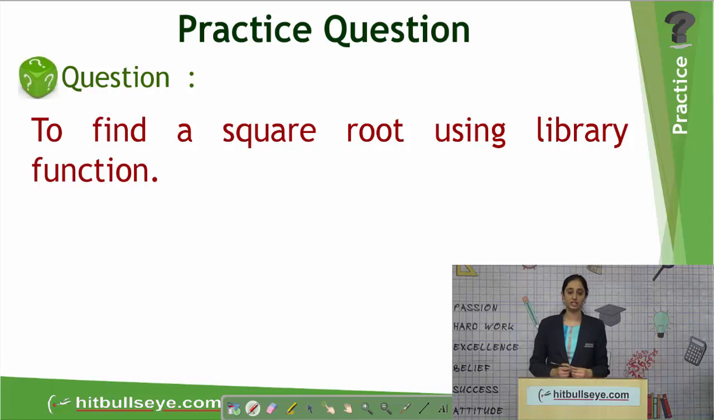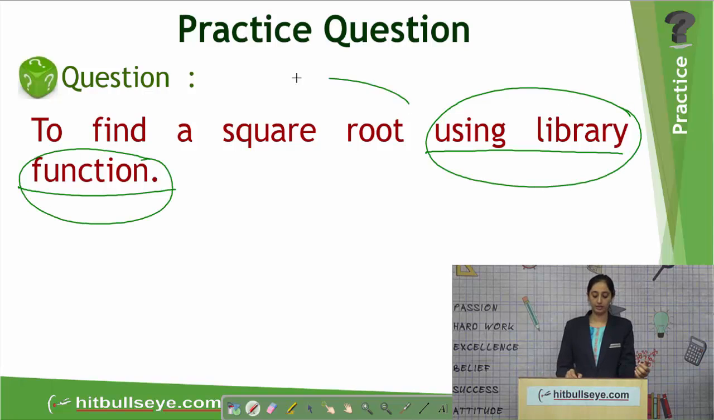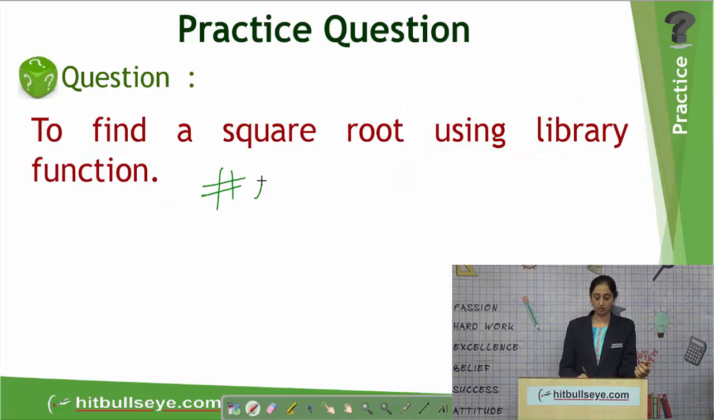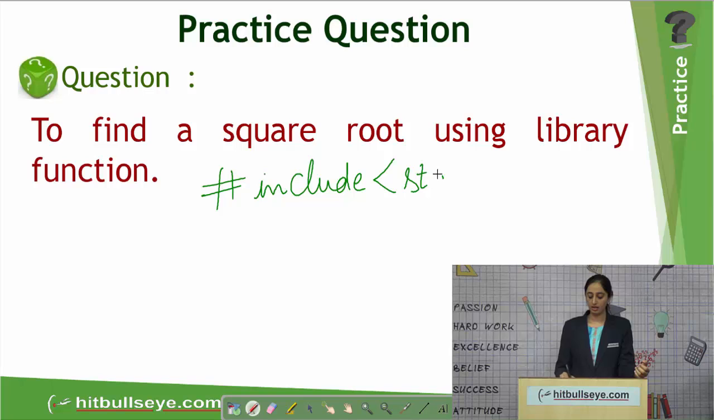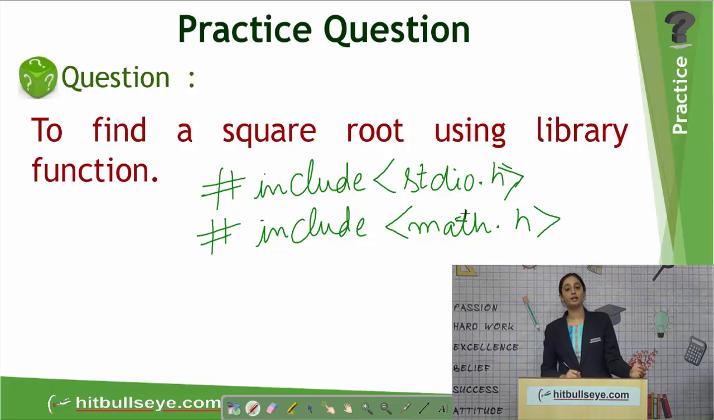Now let's have a practice question: to find a square root using a library function. The main thing is, using a library function, we have to find a square root. So let's begin with the header files. First, the structure of the program: #include stdio.h header file, which is used for printf and scanf functions. Further, we are using the math.h header file for the mathematical calculations, because we don't have to use a formula to find a square root. It is already inbuilt in this header file.